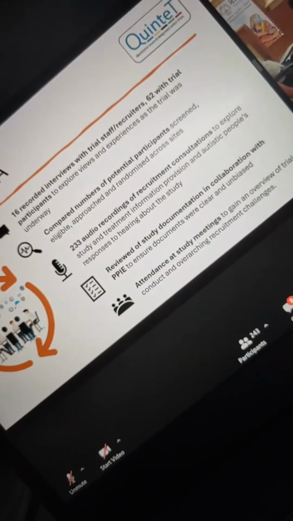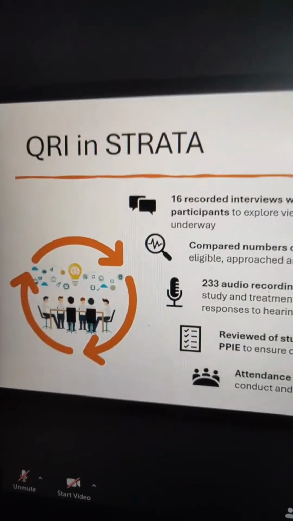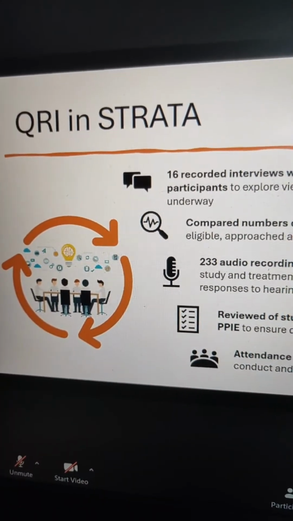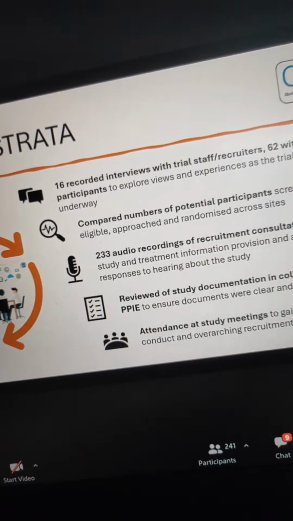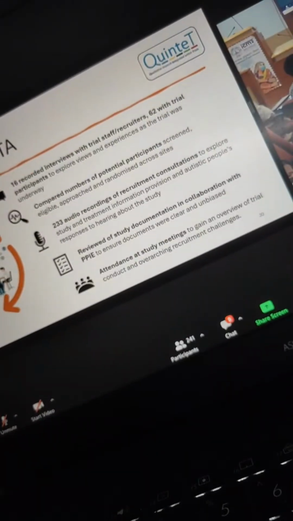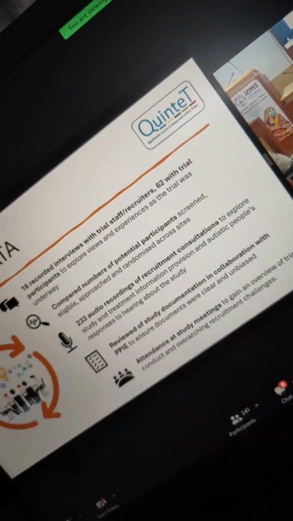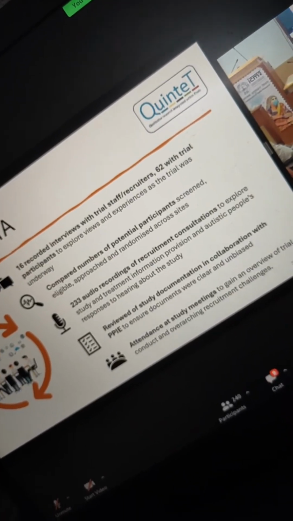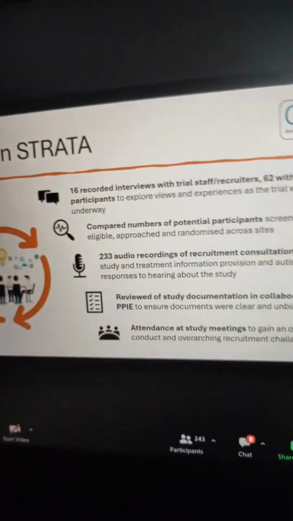So in Strata, we had a lot of data. We had 16 interviews with staff, 62 with patients. We had a lot of screening log data. We had a lot of audio recordings, 233. That's pretty large for the trials that we do. We reviewed the study documents in collaboration with our autistic advisory group, our PPIE group, and we attended as many meetings as we could. We identified some enablers of trial recruitment.